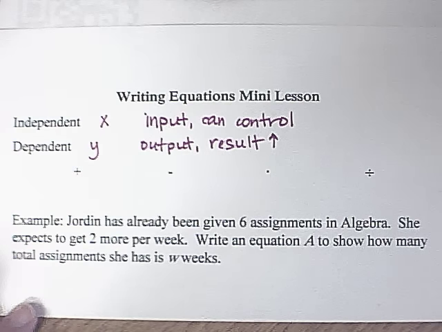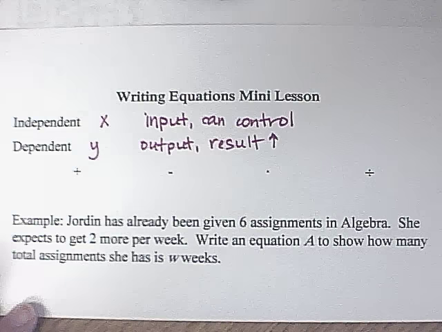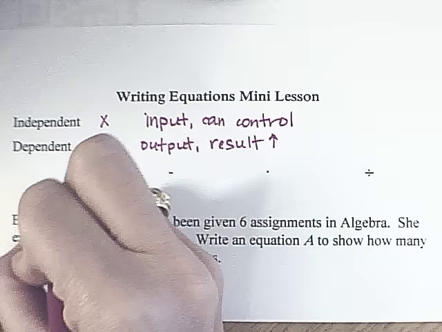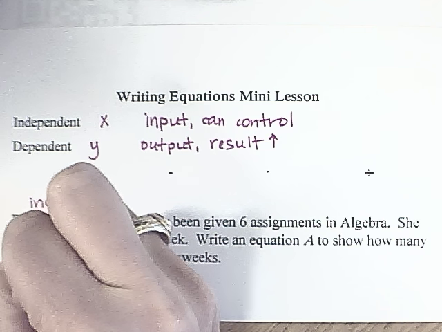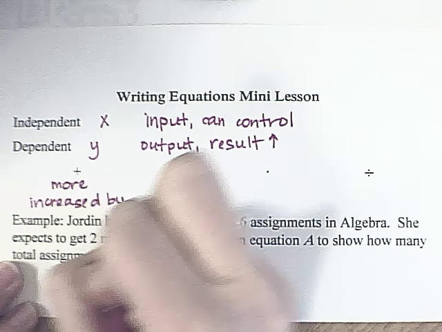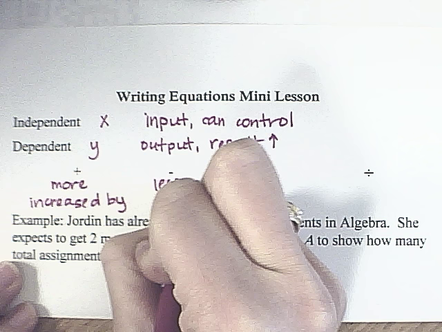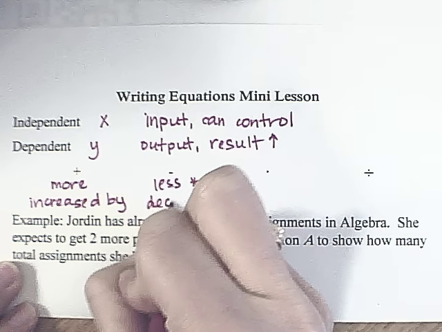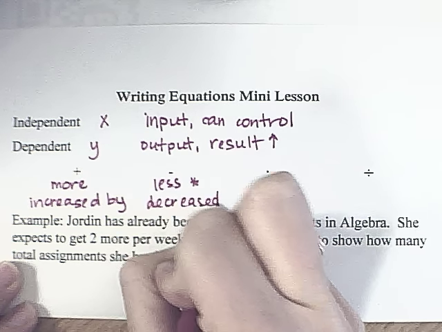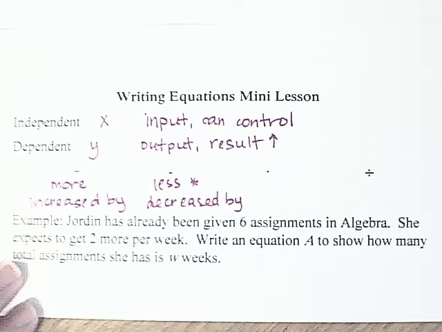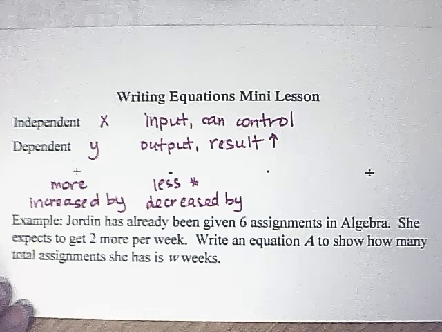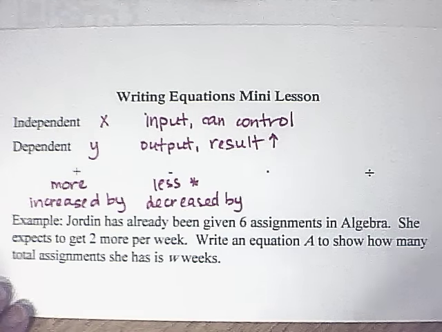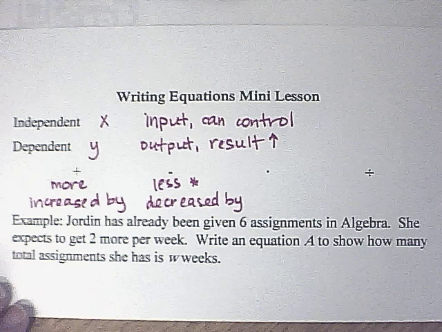Some other words that you may want to remember when you're reading these scenarios is if it says more than or increased by, we're talking about adding. If it says less than or less or decreased by, we're talking about subtracting. I put a star next to less than because you'll remember if it says something is 5 less than something, you'll want to say subtract 5 instead of 5 minus, and that's an important distinction.